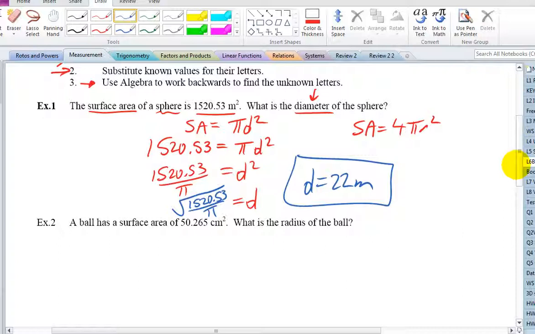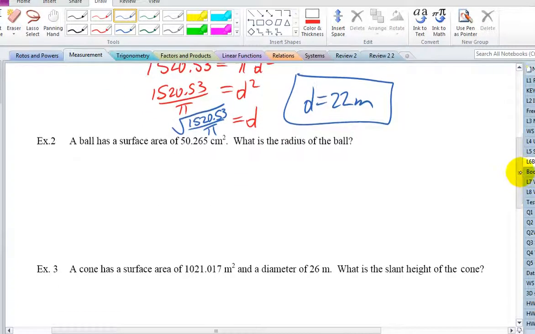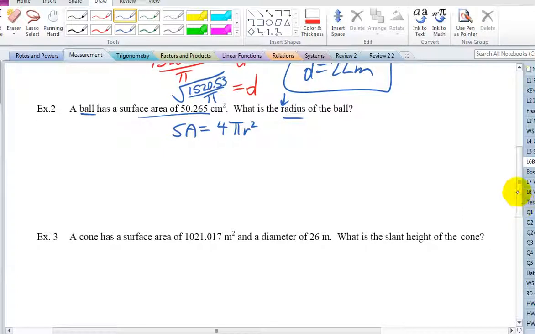All right, read the next one. Go. Underline the important stuff. You should have ball, surface area, radius. So number 1 is write the formula. Who's got the formula? A ball. Justin, what do you think? 4 pi r squared. Well done. Why did you choose that and not the other one? Yeah, it's talking about radius. So choose a good formula. Most times you can't choose, but this time you can.